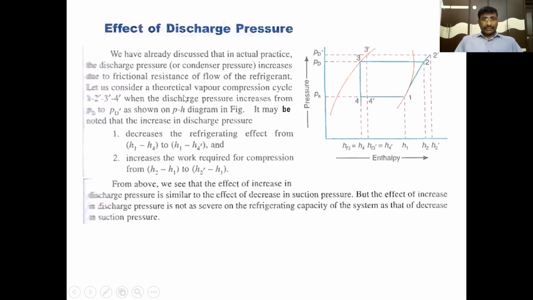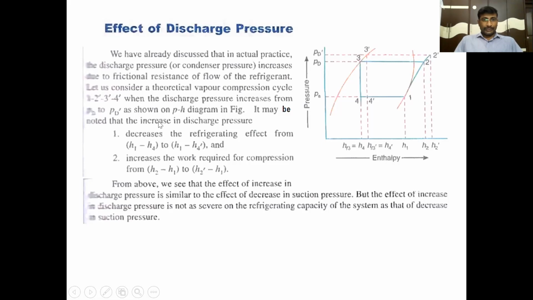Now let us consider a theoretical vapor compression cycle 1, 2', 3', 4' and 1. Here, when the discharge pressure increases from PD to PD dash, the cycle 1, 2', 3', 4', 1 is the resulting cycle. Before the increase, 1, 2, 3, 4 is the actual cycle.